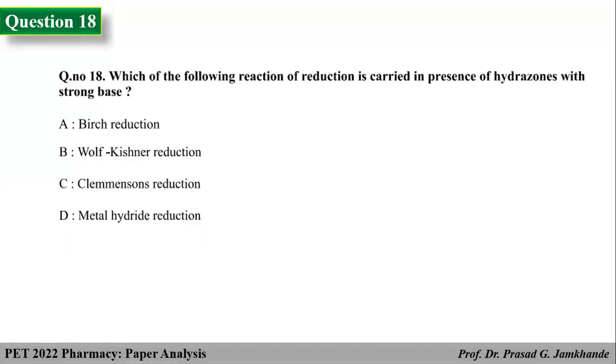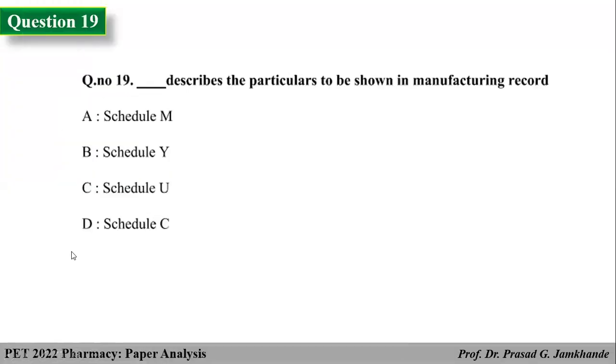Next, which of the following reduction reactions is carried out in presence of hydrazones with a strong base? Particularly, the Wolff-Kishner reduction is the reaction which is carried out in presence of hydrazones and strong base, and it is used for the production of hydrocarbon from the carbonyl compound, whereas the Birch reduction is used to reduce the aromatic and non-aromatic ring.